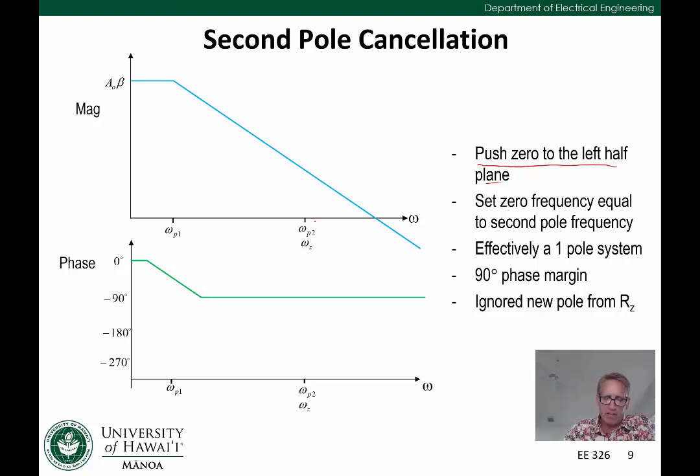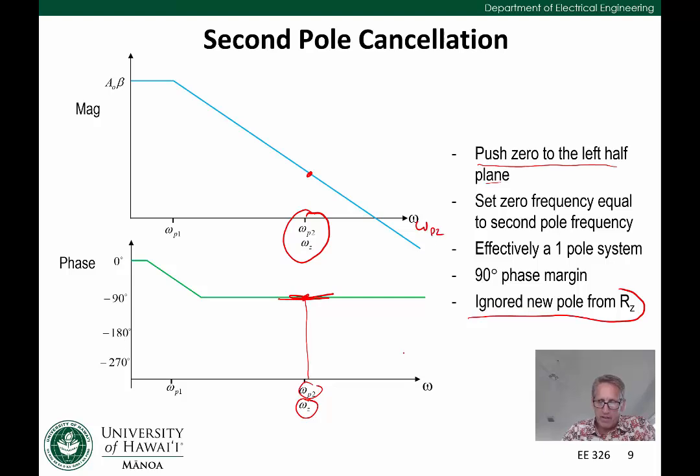You can see this in the Bode plot. If the zero and the second pole line up, we have no change in the slope of the magnitude. And we'd have a minus 90-degree phase shift from omega p2, plus 90 from omega z, because it's a left half plane zero now. We end up with no change in our phase, so our phase margin would be 90 degrees. Now, I've ignored the new pole from RZ; if we had another pole out here somewhere, we'd end up with some small change, which might contribute a little bit to the phase margin, but not much.